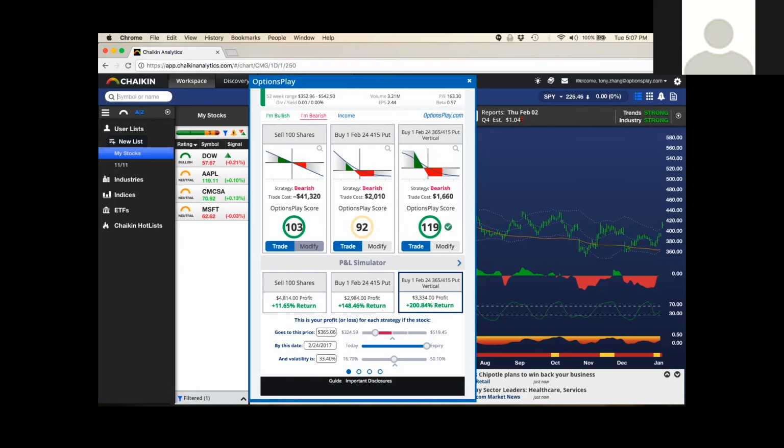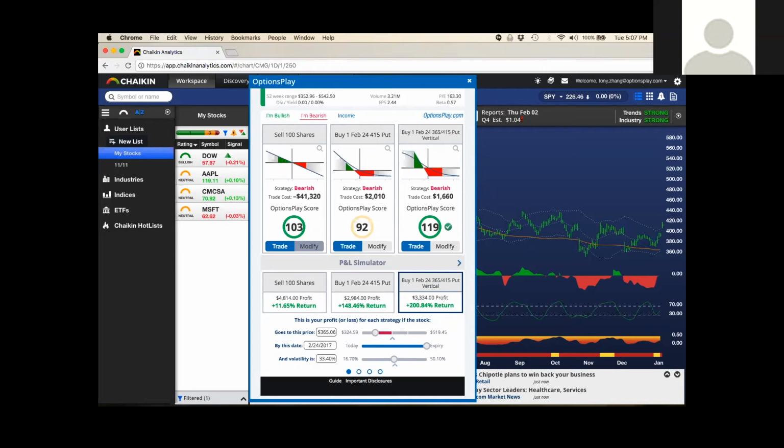If you're bearish, I think this 200-day moving average is a pretty conservative target, around 365. And if the stock really moves that way, you're going to expect about a 200% return by trading this put spread, versus just buying a put, where you'll get about 148% return, which is still quite high, versus only shorting the stock, where you'd only get about a 12% return.